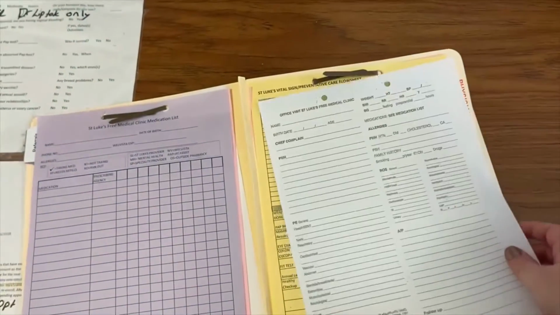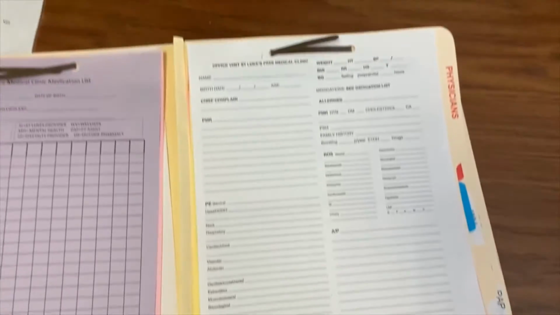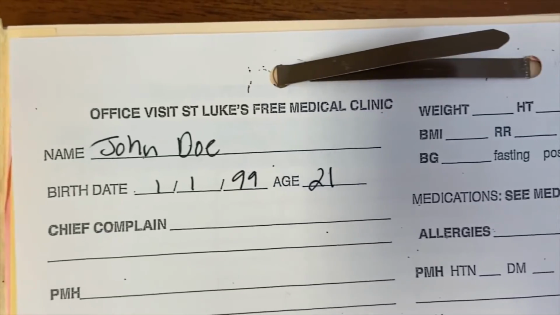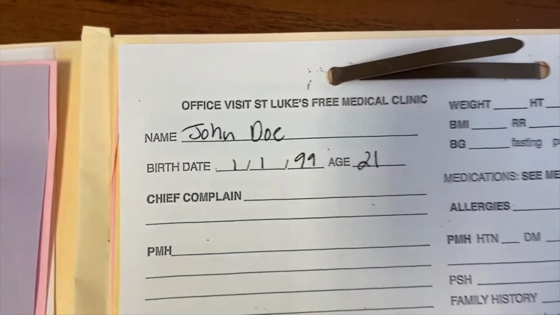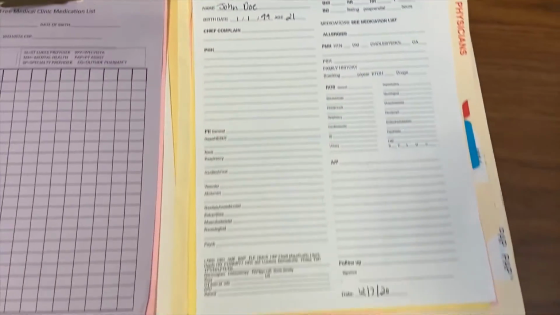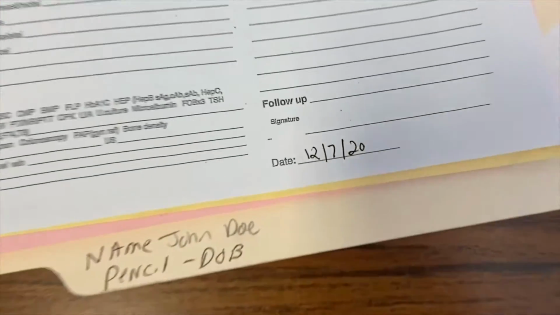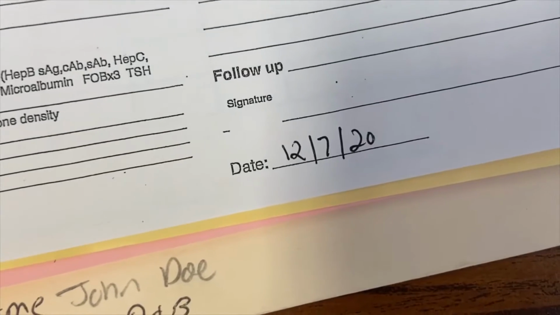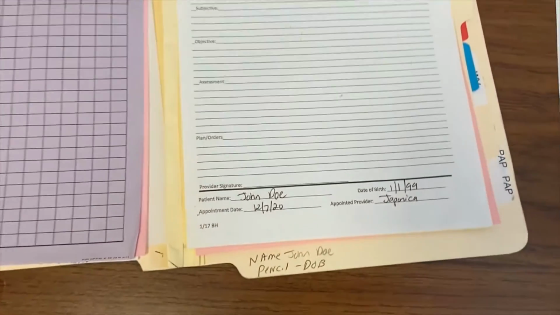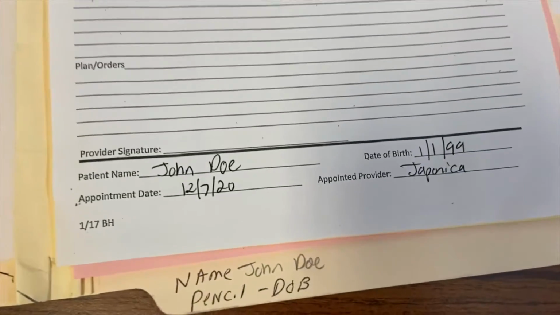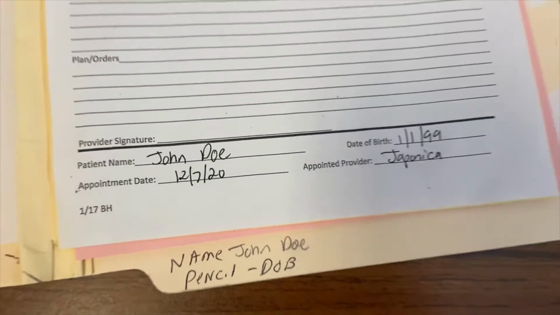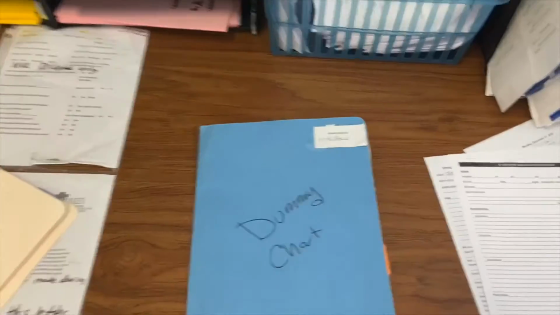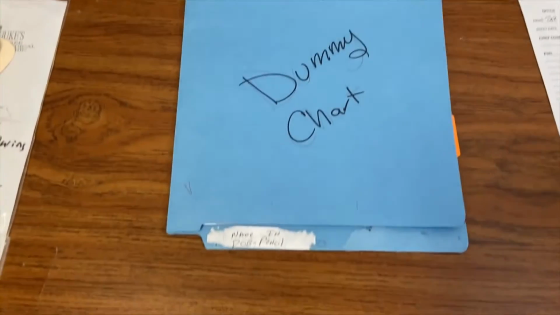With either progress note, insert them on top of the yellow vital sheet in the chart. On the progress notes for Japonica and Dr. Gotcha, you will need to fill out the name, date of birth, and age of the patient, as well as the date of the appointment, with an ink pen. On the progress notes for all other providers, you will fill out this bottom section with the name and date of birth of the patient, the date of the appointment, and who their provider is.